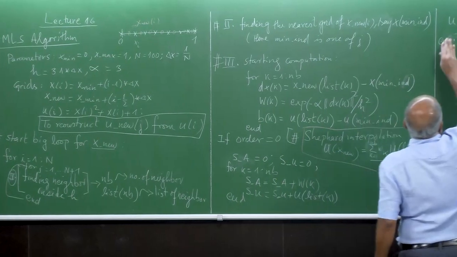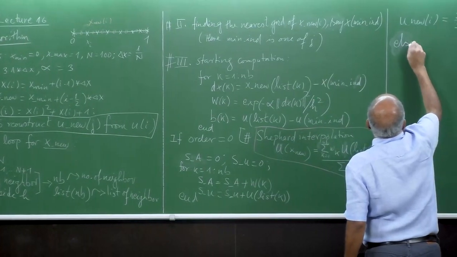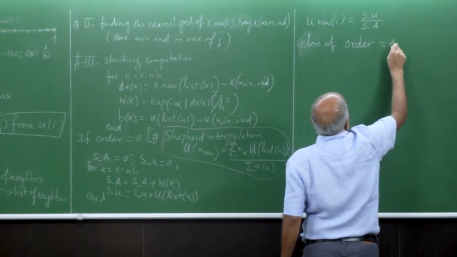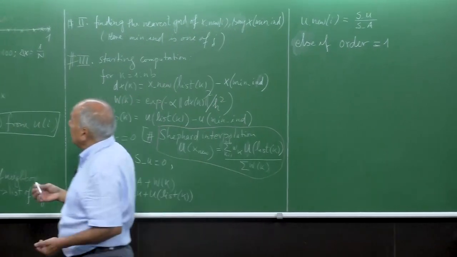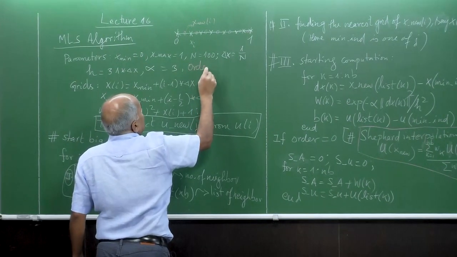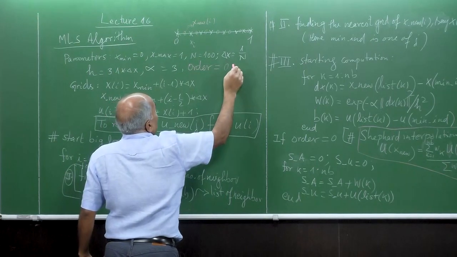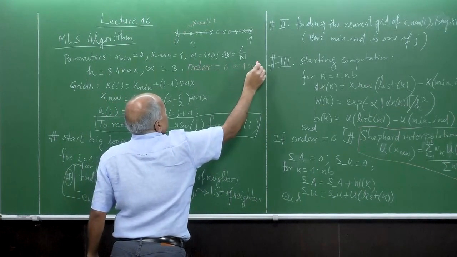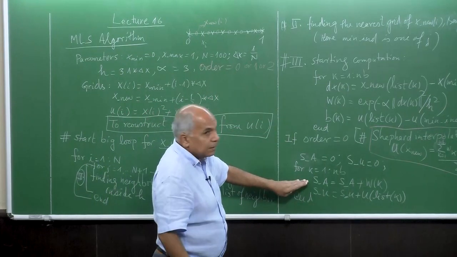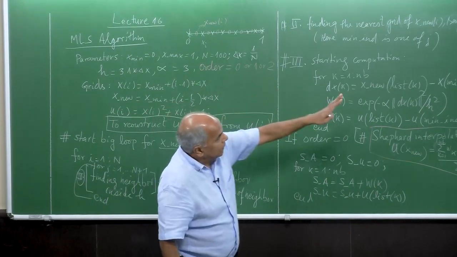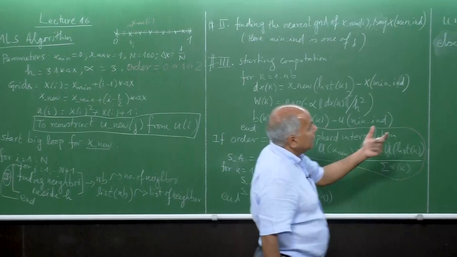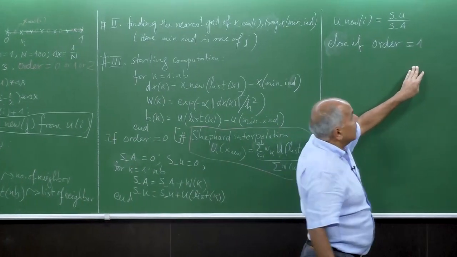Now else if order is equal to 1, so we can also give it as a parameter. We can define 0 or 1 or 2, so one of them we define. If we define 0, we are in this if condition. If we define 1, we will be in that condition. If we define 2, we will be in another one. So what is the moving least square interpolation for order 1?